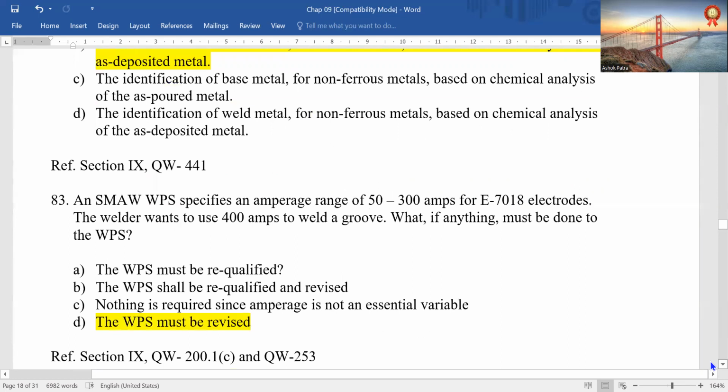An SMAW WPS specifies an amperage range of 250 to 300 amperes for E7018 electrodes. The welder wants to use 400 amperes to weld a groove. What, if anything, must be done to the WPS? The WPS must be revised.